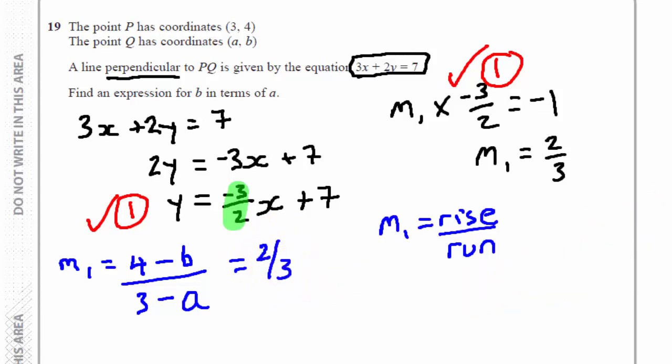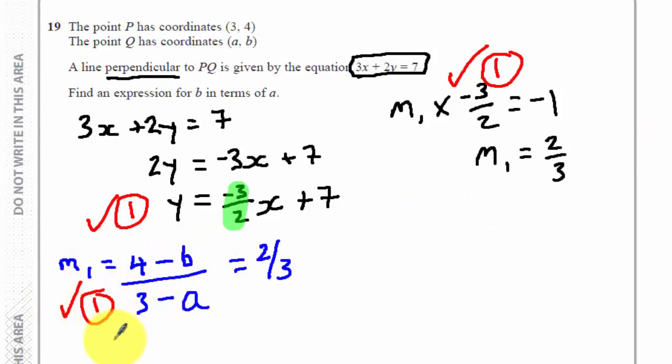I'm just going to rub out the formula so I've got enough space to show my workings. Writing down the sum to work out the gradient gets you the 3rd mark, and realizing that this has to equal 2/3 gets you a 4th mark. Now I just need to write it in the form b equals, because that's what the question wants me to do.